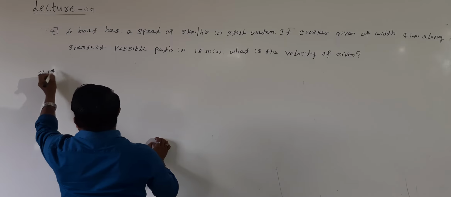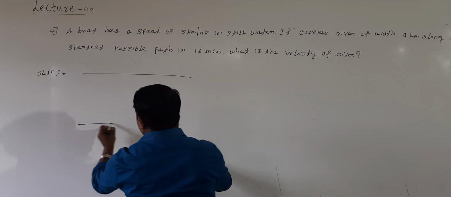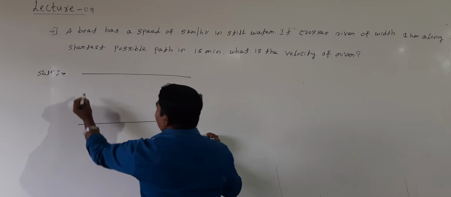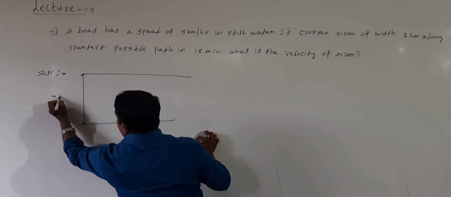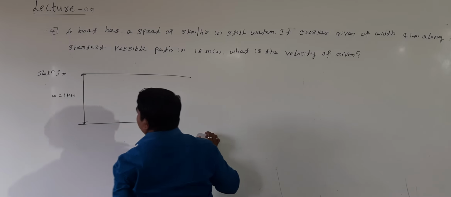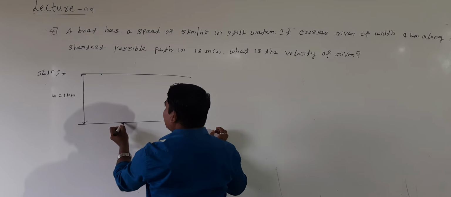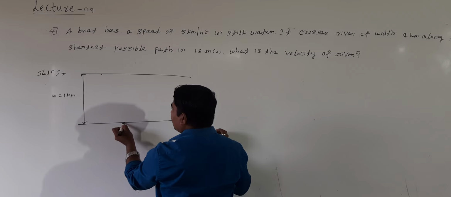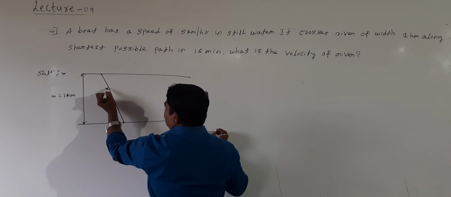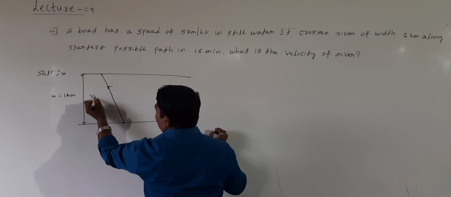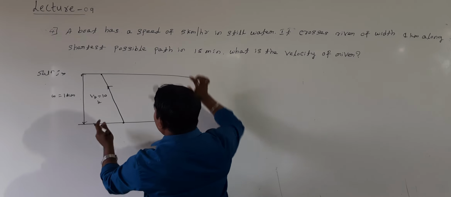Look at me. How to take it? This is the river, 1 kilometer wide. W equals 1 kilometer. How can the boat move? The boat can move in the shortest possible path, which means it can go like this. By what velocity? VB velocity. VB equals 5 km per hour, as given.